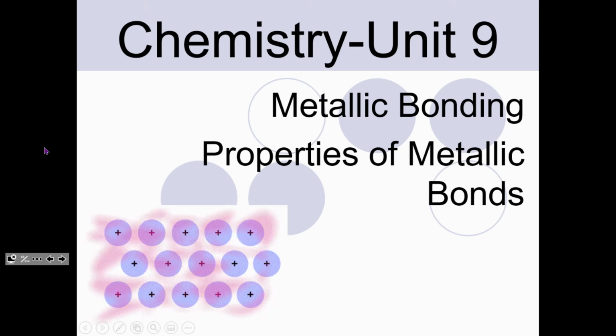Well, howdy students, this is going to be Unit 9, Bonding Part 3. In the last two videos, the first one we talked about valence electrons and the octet rule, and the second video we looked at ionic bonds and how the Lewis dot structures look when electrons are transferred from a cation to an anion. And then we finished the last video talking about properties of ionic bonds. Today we're going to talk about metallic bonds, and we're going to talk about the properties of those metallic bonds.